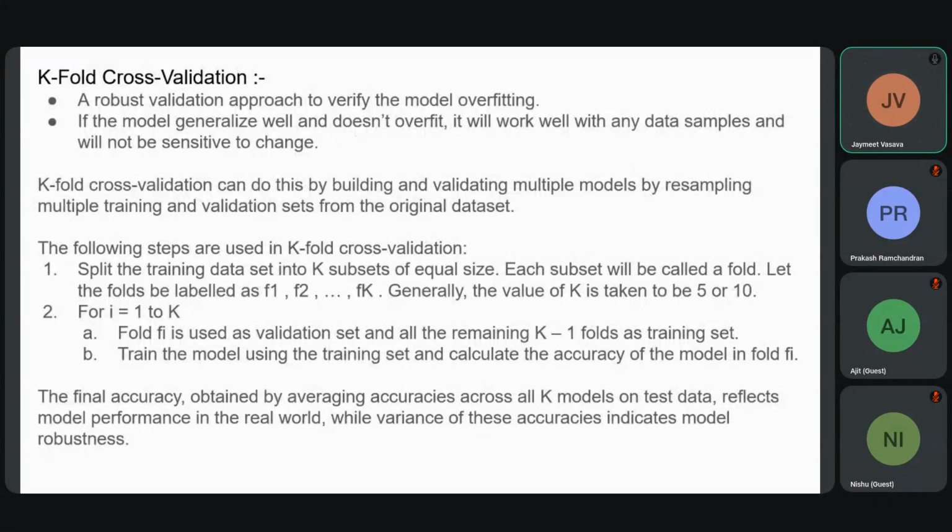Last is k-fold cross-validation, which is used for verifying whether the model is overfitting or not. If the model generalizes well and doesn't overfit, it will work well with any data samples and will not be sensitive to change. So we are talking about a model which is working well around our estimates and is not showing any sign of overfitting or underfitting. It won't be sensitive to change in the data.